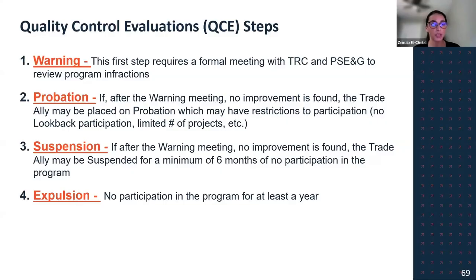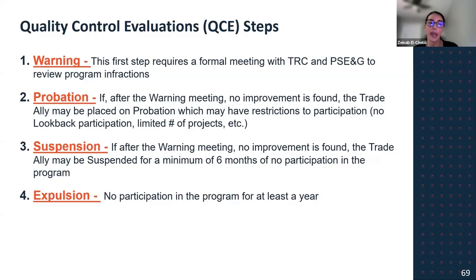If after your warning meeting, there is no improvement found, the trade allies can be placed on probation, which can be a restriction of your participation. So this could mean we take away the lookback participation, or we limit the number of projects that you are submitting so that we can review your work.